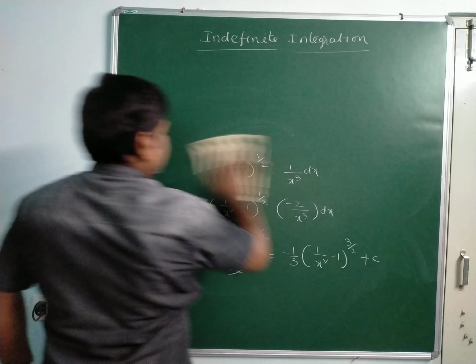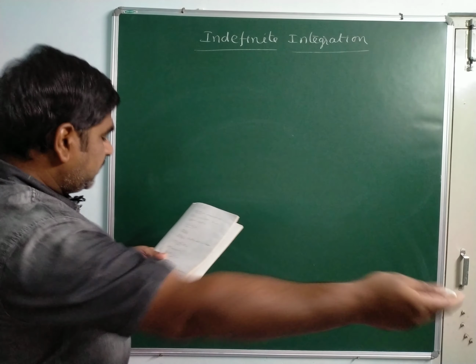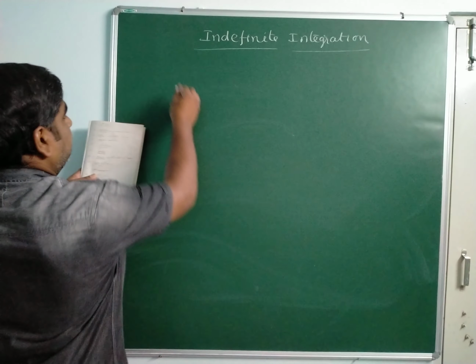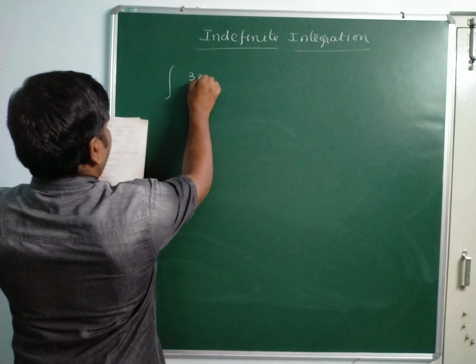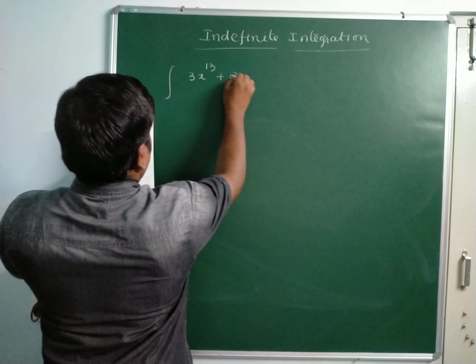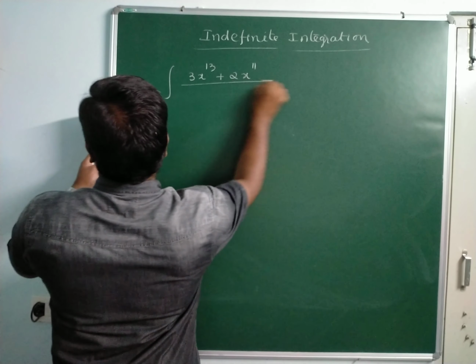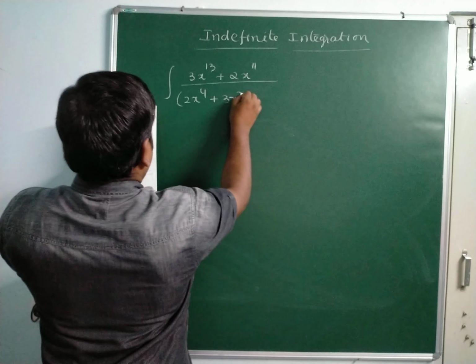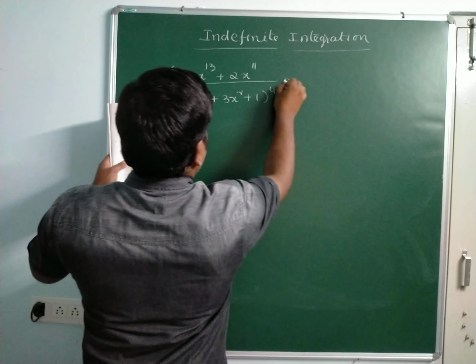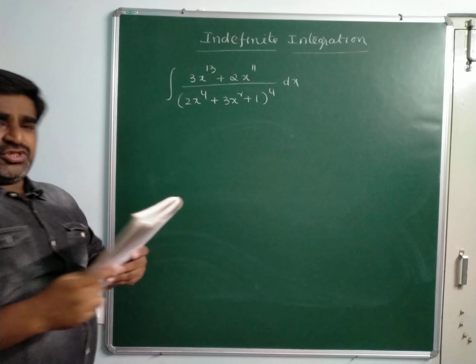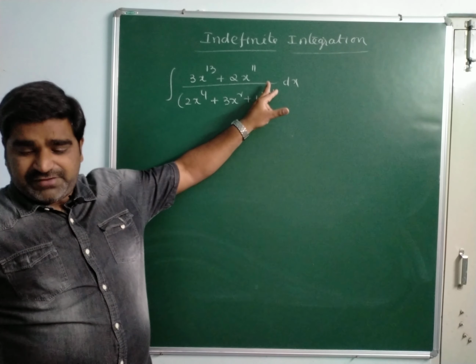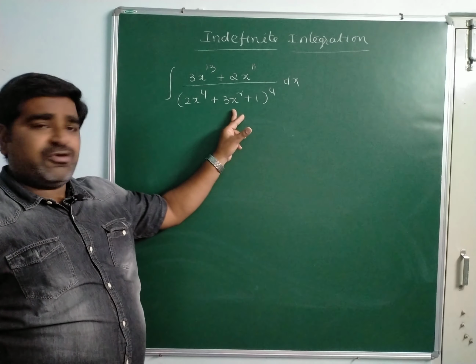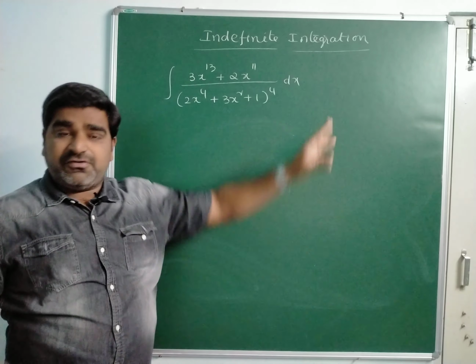Let us discuss the next model. The next question is like this. See, integral (3x^13 + 2x^11) whole by (2x^4 + 3x^2 + 1) whole to the power of 4 dx. (3x^13 + 2x^11) whole by (2x^4 + 3x^2 + 1) whole to the power of 4.